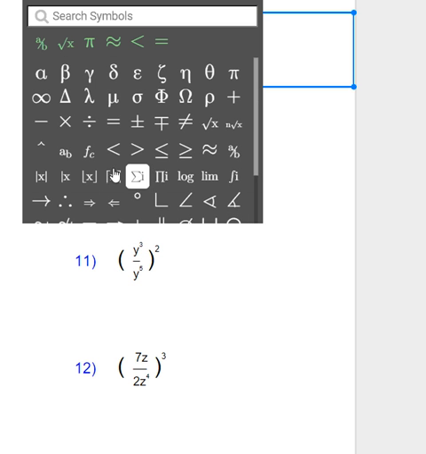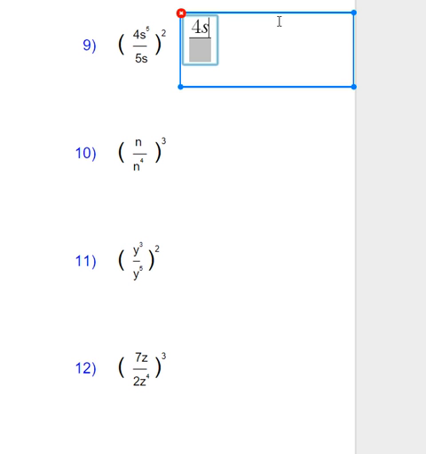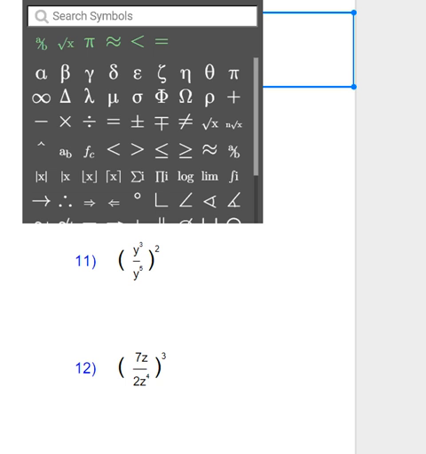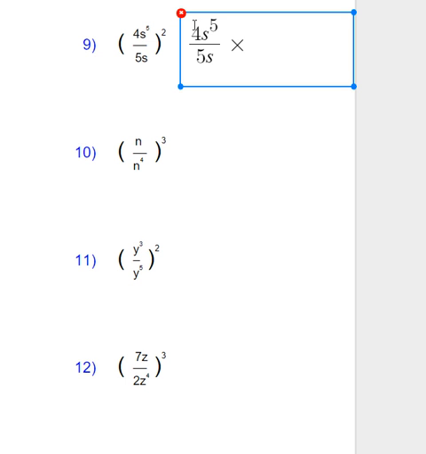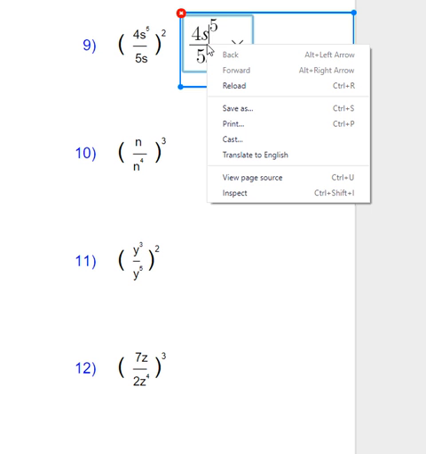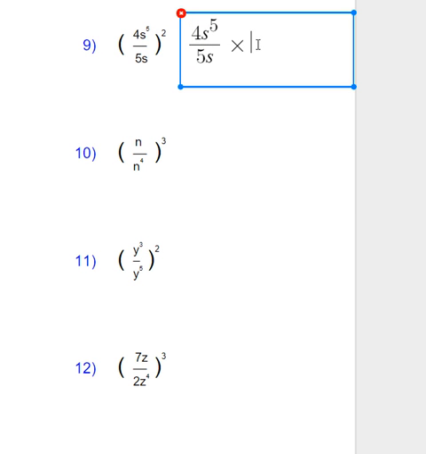I'm going to use my Shift 6 for the exponent, and that puts it up there, to the 5th over 5s, and then times. Then I'm going to take this part and copy it. Going to do it again. Fraction.